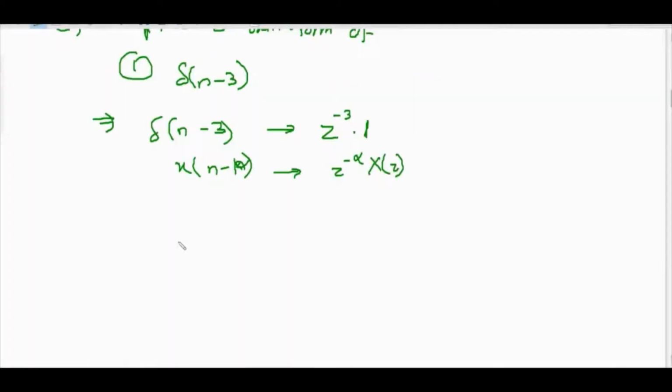One thing I forgot to tell you is that in the time shifting property, the ROC does not change. This delta n has an ROC of the entire z-plane. Similarly, delta n minus 3 also has an ROC of the entire z-plane. Whenever we are using the time shifting property, the ROC does not change.